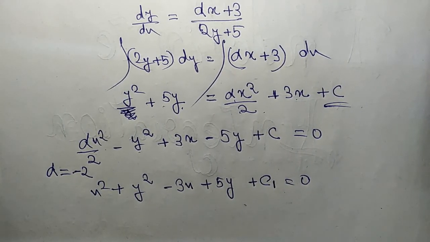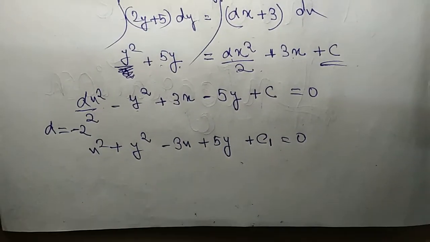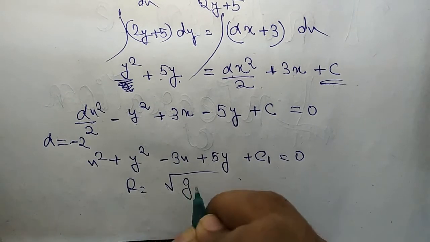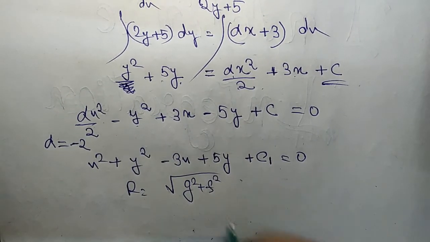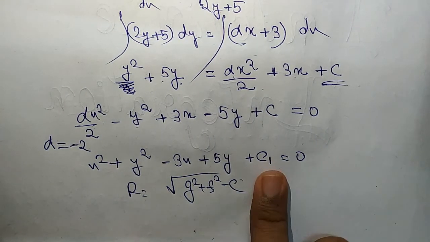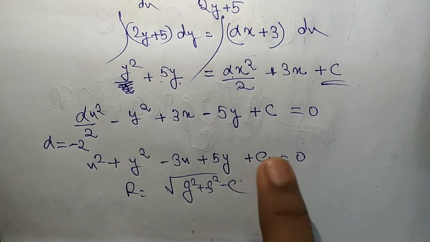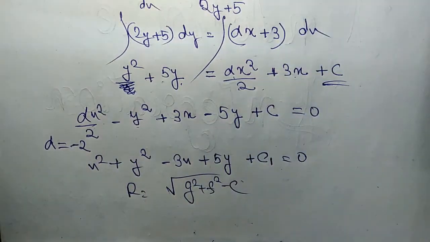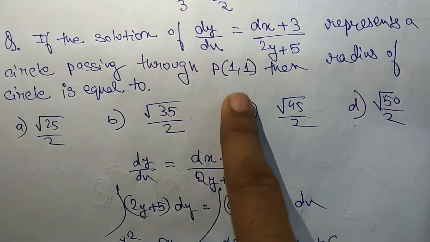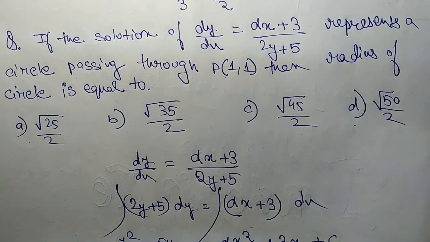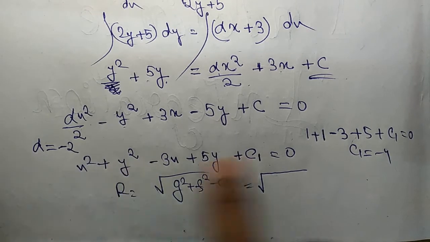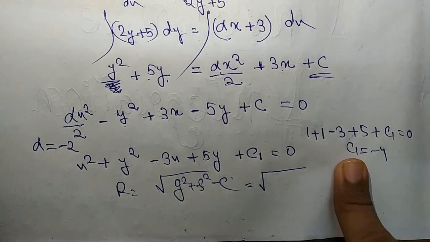Now if you have learned, the radius of a circle is equal to root under g square plus f square minus c. Now how will we get this constant c1? By putting the given point, which is point (1, 1). I will put this point in the equation to get c1. As you can see, I have put x equal to 1, y equal to 1 to get c1 equal to minus 4.